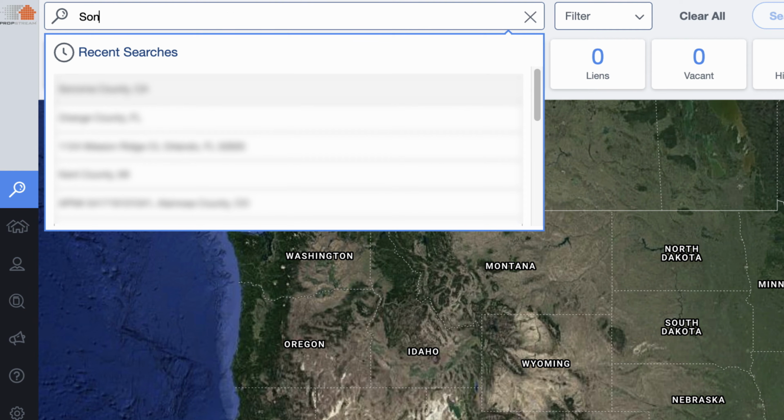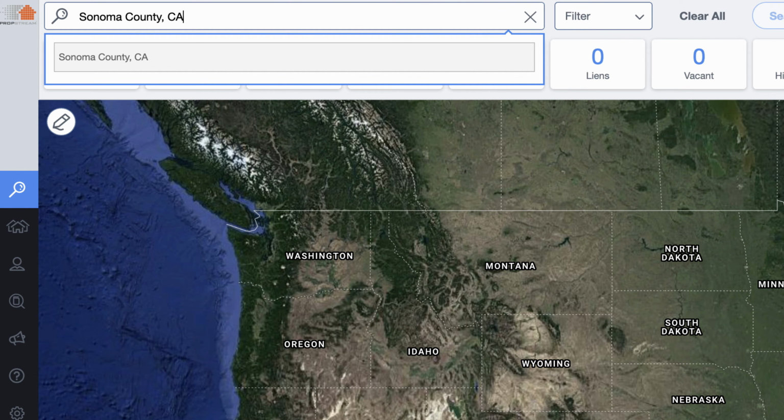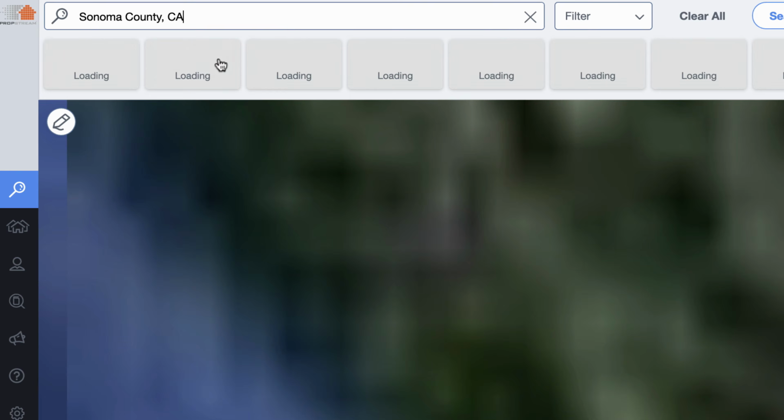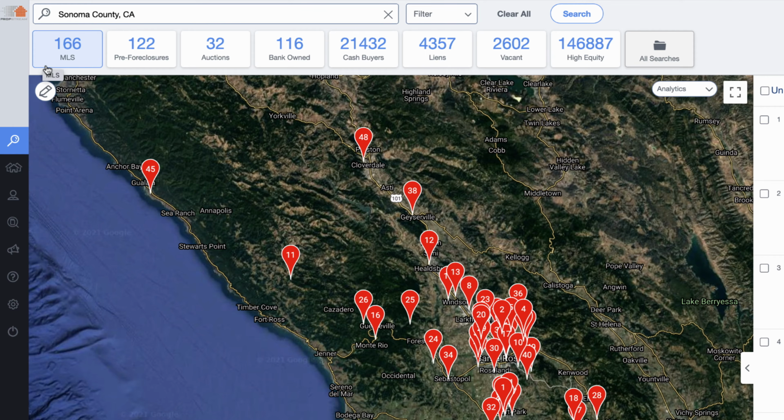So I'm going to put in Sonoma County, California. Again, this is just an example. You could pick any county you want, but I'm going to do this one here just to show you how it works. And right up here, you'll see these little boxes. Like this one says 166 MLS, 122 pre-foreclosures, 32 auctions, and so on.